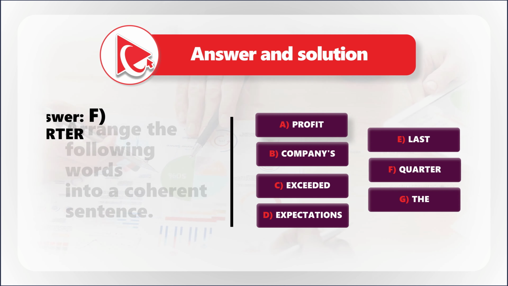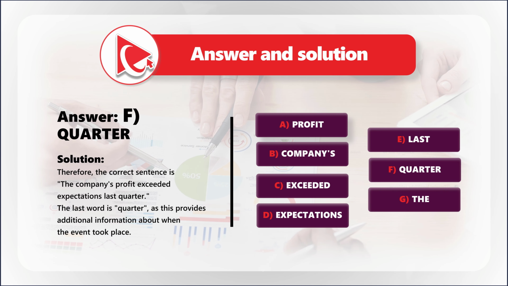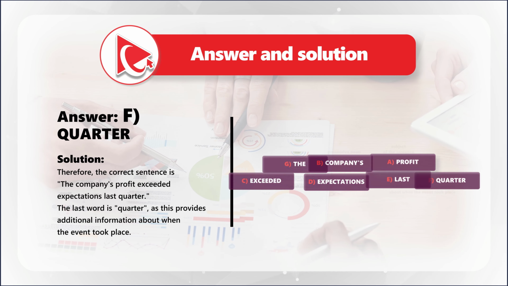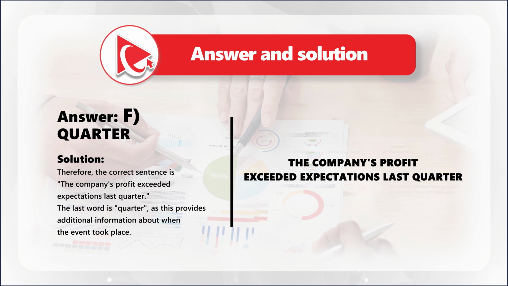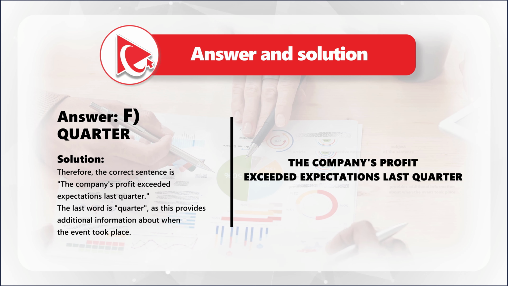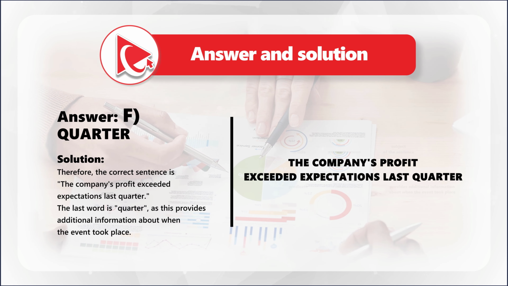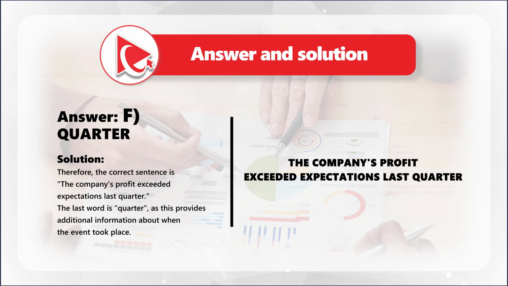The answer is F, quarter, and we get to the correct answer by building a sentence. The company's profit exceeded expectations last quarter. The last word in this sentence is quarter. Let's look into the sentence in more detail.